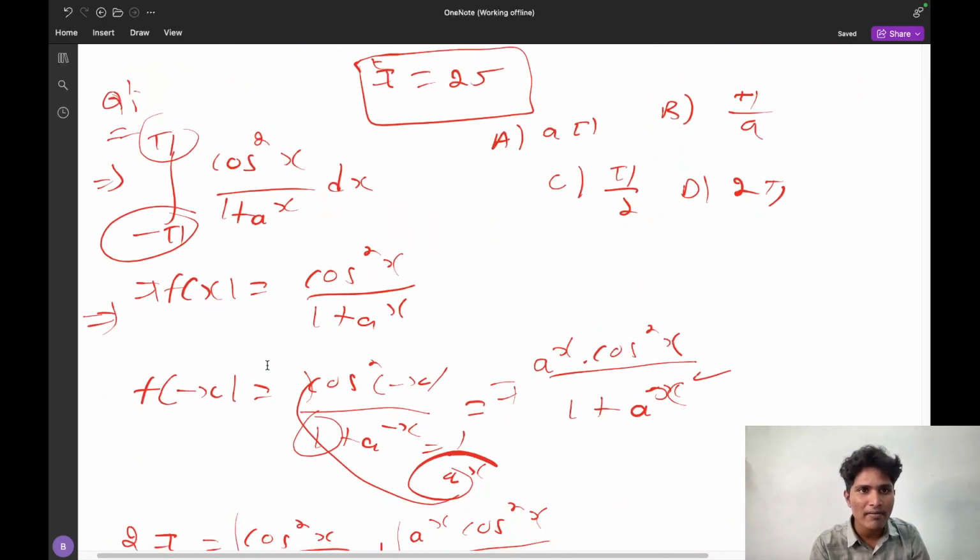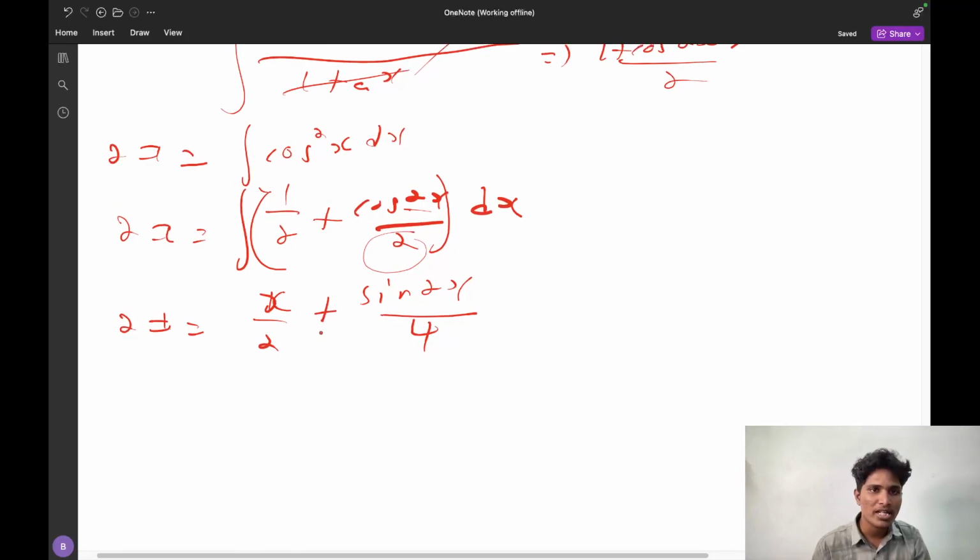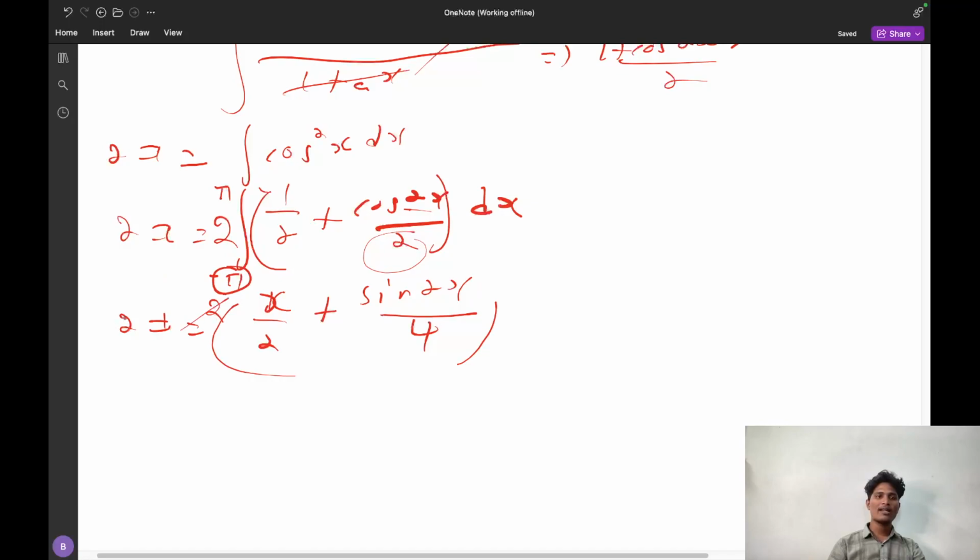And what limits are given? They gave minus pi to pi. The limits will not change: minus pi to pi. But here it is an even function. So what can I do? I can take 0 to pi and take 2 times. When I take 2 times, I can cancel these 2. So now I have to substitute only the 0 to pi limits. When I substitute 0 as well as pi, the center thing is 0.